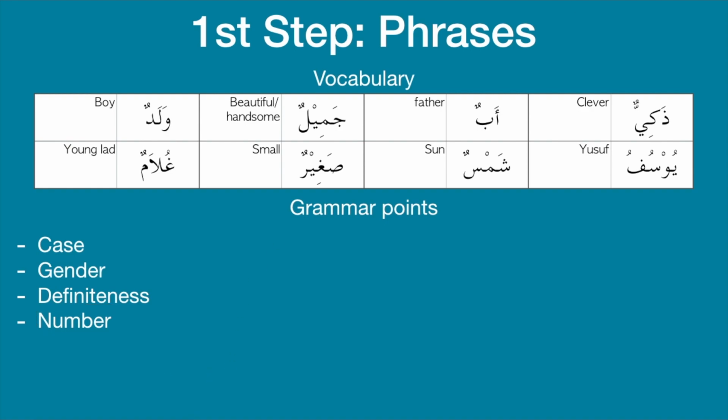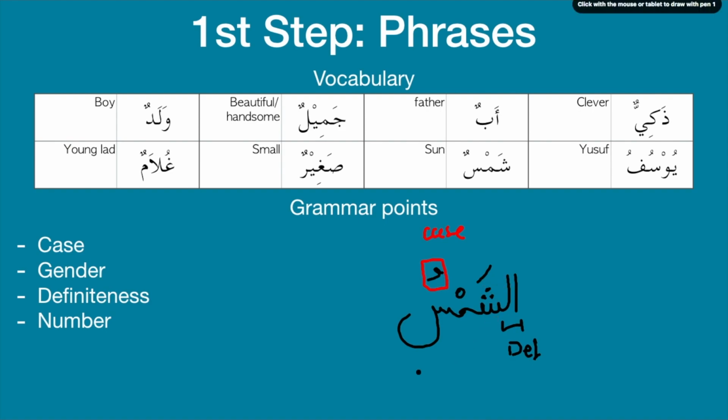So let me just put one example in front of you so I can run through all of these and demonstrate a way that they can all agree. So let's have ash-shamsu. If we're going to say something like the beautiful sun, ash-shamsu. Here, I'll colour code it for you. Here it's definite, we're saying the sun. It's this Dhamma case. It's singular, we're just talking about one sun. So we've got its case, its definiteness, and its number.